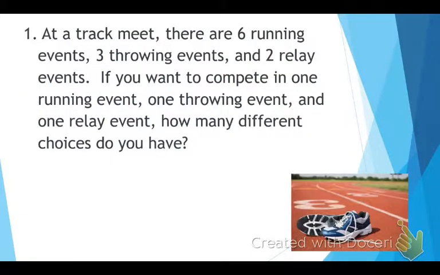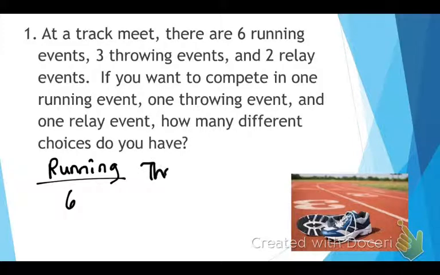So let's look at question number 1. At a track meet, there are 6 running events, 3 throwing events, and 2 relay events. If you want to compete in 1 running event, 1 throwing event, and 1 relay event, how many different choices do you have? So the main thing you want to come up with is, we know the running events. There's going to be 6 of them. We then know the throwing events, there are how many? 3. 3 of them. And lastly, the relay, there are 2.